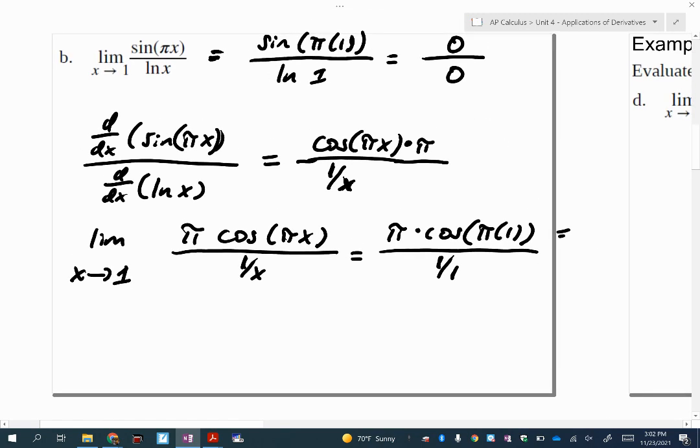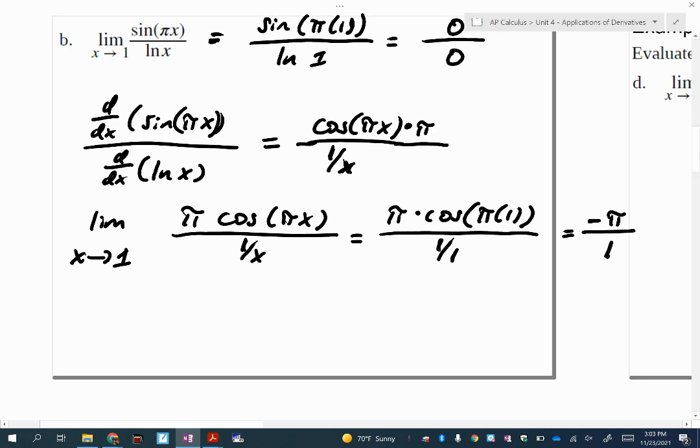All right, so that's going to be equal to, we have the cosine of pi is negative 1, right? If you think about your quadrantals, pi is at the ordered pair negative 1 comma 0, so the cosine of pi is negative 1. So this is negative pi, and 1 over 1 is just 1. So to get our answer here, the limit as x approaches 1 of the sine of pi x over the natural log of x equals the opposite of pi.